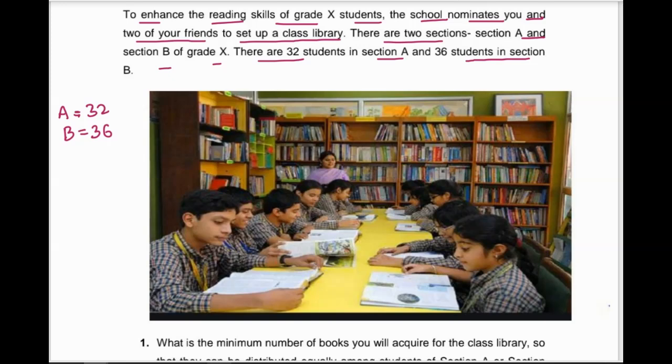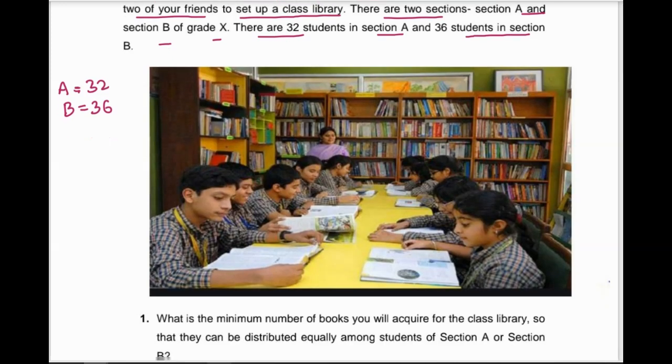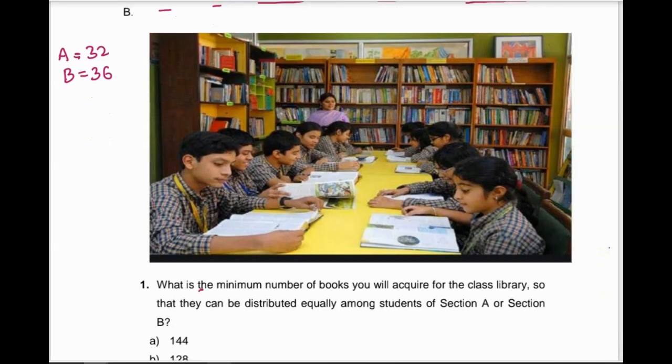Now they are asking, first we'll find the minimum number. What is the question they've given? What is the minimum number of books you will acquire for the class library so that they will be distributed equally among students of section A and section B? So we just find the minimum, which is nothing but the LCM; the HCF is for the maximum. So minimum will be LCM, maximum will be HCF.